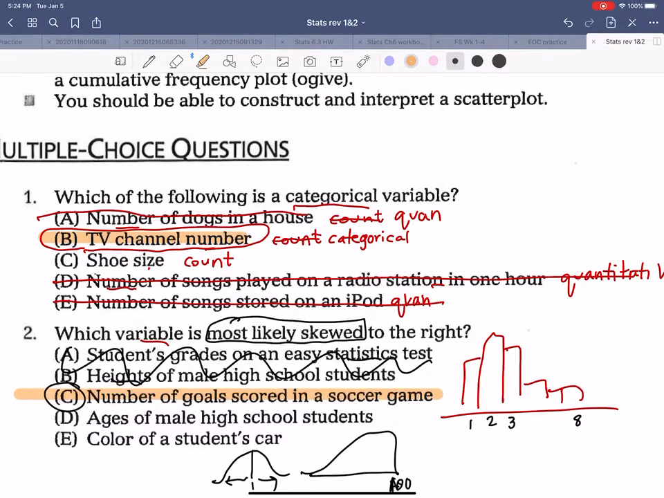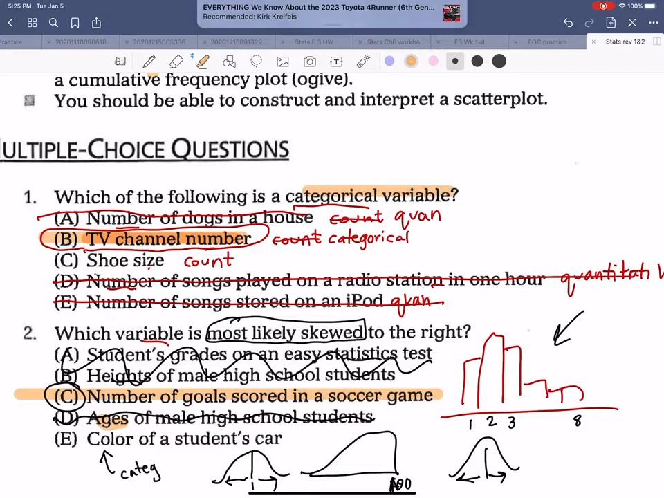What else? Ages of men, same thing. You're going to have an average age and then people that are younger than the average or older. So D is no good. Color of a car, that's categorical. Okay, so number of goals scored in a soccer game. Again, make sure you don't just put C. Make sure you draw a picture or write a sentence, you literally could write the sentence in this one. TV channels are categorical because you can think of them as categories, okay?